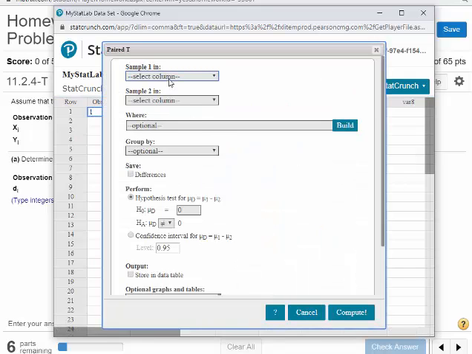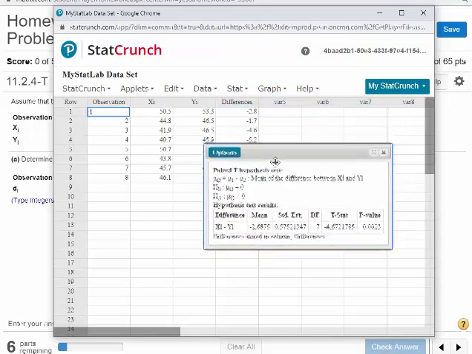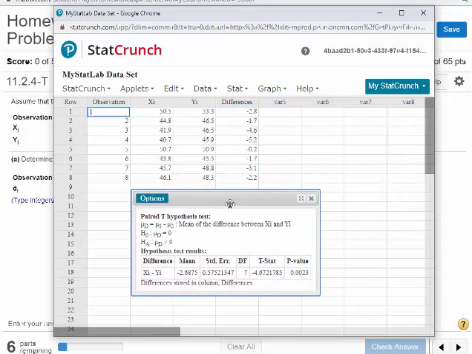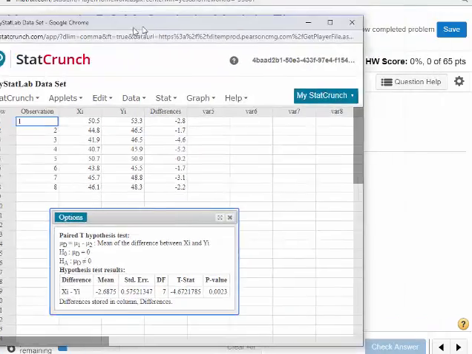In sample 1, you're going to hit X sub i, Y sub i for sample 2. You're going to click the differences, and what this will do is save the differences for you. So I'm going to hit compute, and we'll come back to this output. But right here, you can see the differences. The first one is minus 2.8, minus 1.7, and so on.